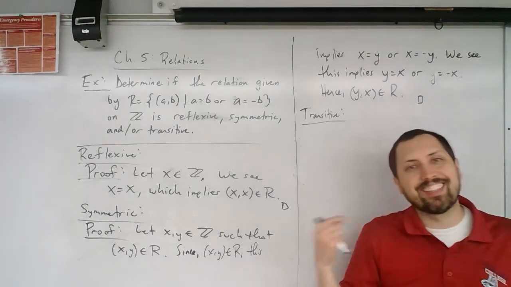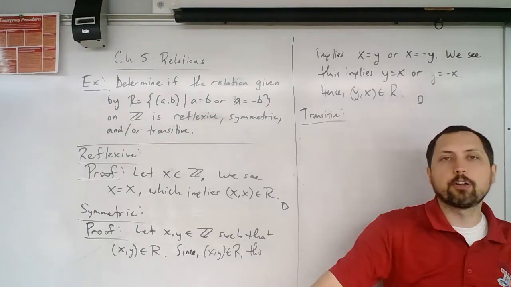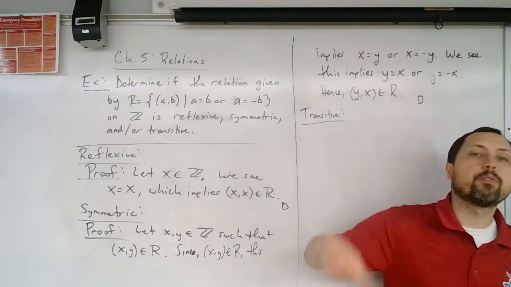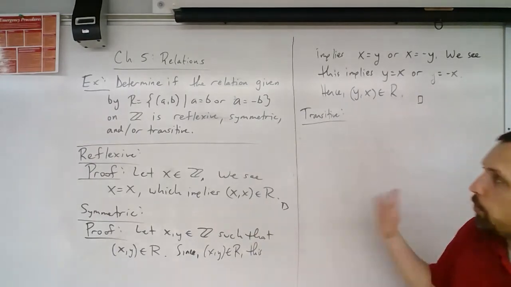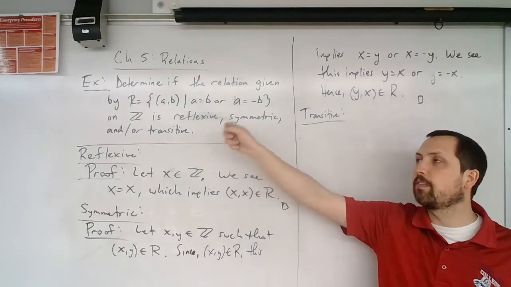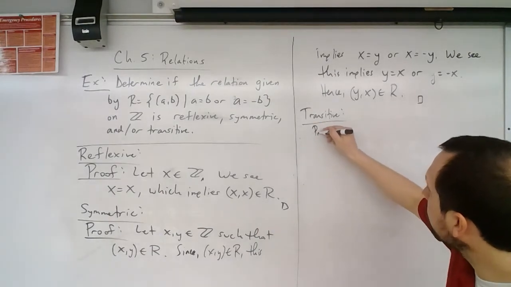So you're thinking about examples in your head. So for instance, 1 is related to negative 1. Negative 1 is related to, say, negative 1. Is 1 related to negative 1? So we have this train of them. And so doing some examples, you should convince yourself that this is going to be true. So we have the proof of this.